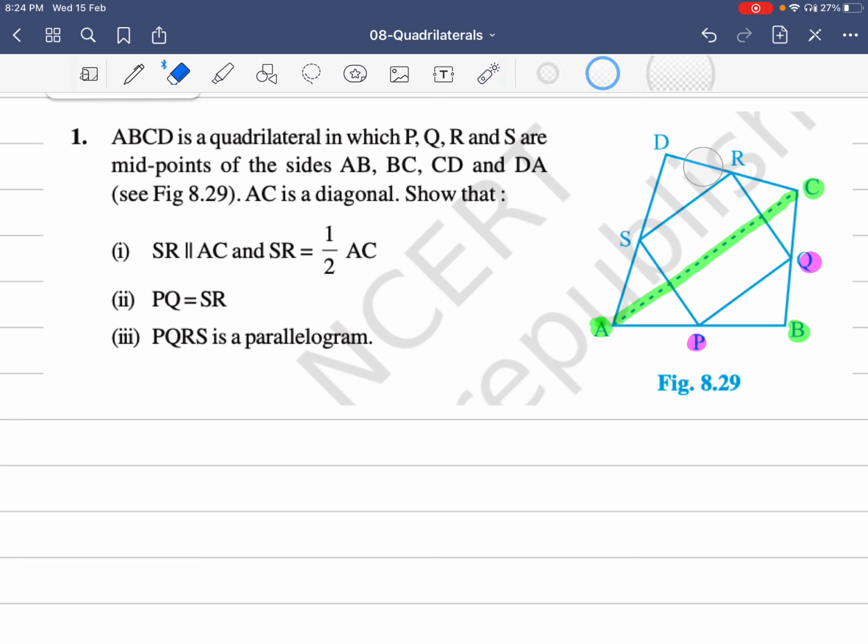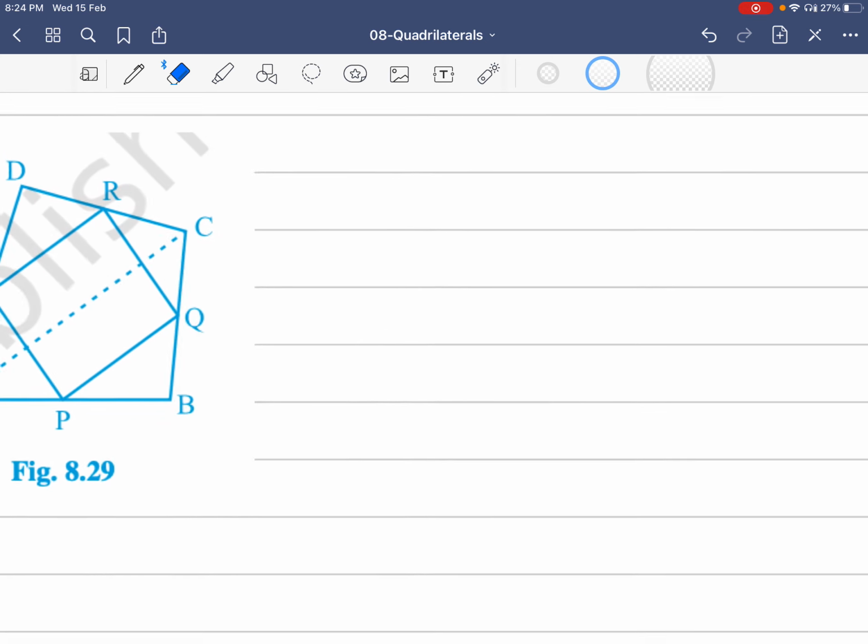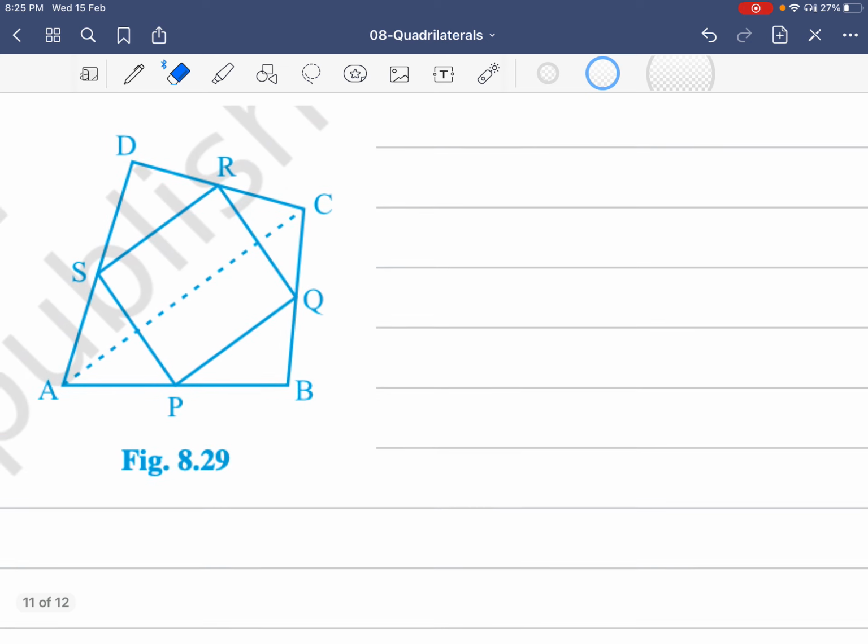First of all, let's get rid of these highlighted things, and zoom in into this diagram. Let's highlight this triangle DAC. In triangle DAC, we know that S and R are the midpoints of the two sides. So by straightforward application of the midpoint theorem in a triangle, SR will be parallel to the third side AC, and SR will be half of AC.